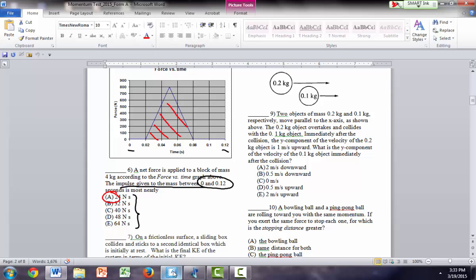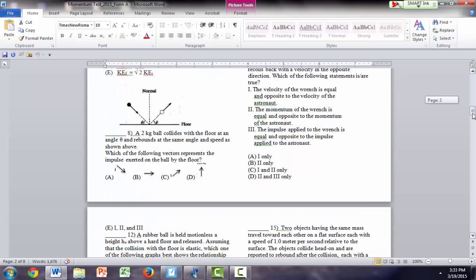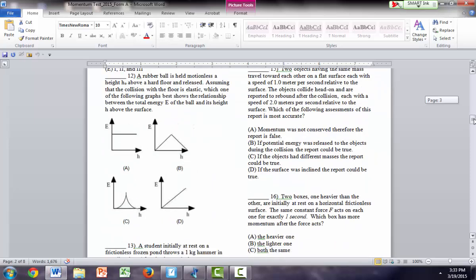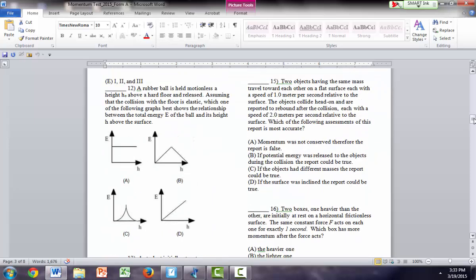Number 12 is the next one that people asked about. So let's go to number 12, top of this page right here. A rubber ball is held motionless at height h0 above a hard floor and released.